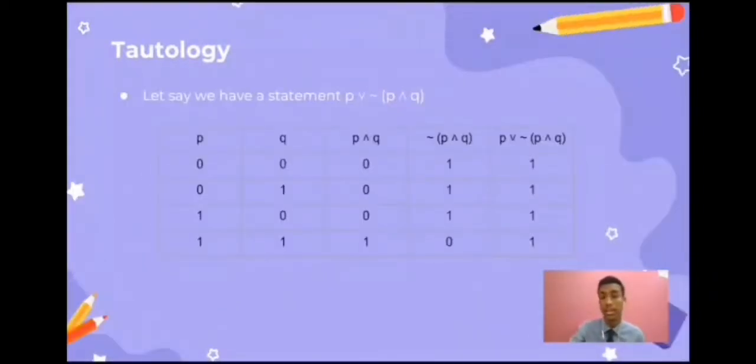Next is example for tautology. Let's say we have a statement P or not P and Q. We use the truth table to check it. From the table, we can see that the rightmost column is all equal to 1. So, we can conclude that the statement is tautology.